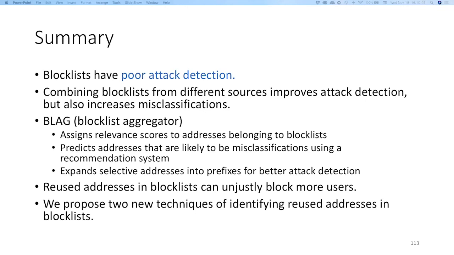The second part of the study consists of identifying reused addresses in blocklists. We find that because of the IPv4 address shortage, many of the IP addresses listed in blocklists tend to block more users than required. So we proposed two new techniques for identifying reused addresses in blocklists. The first technique uses a BitTorrent crawler to identify active users. And the second technique uses RIPE Atlas measurement logs to identify dynamically allocated address spaces.